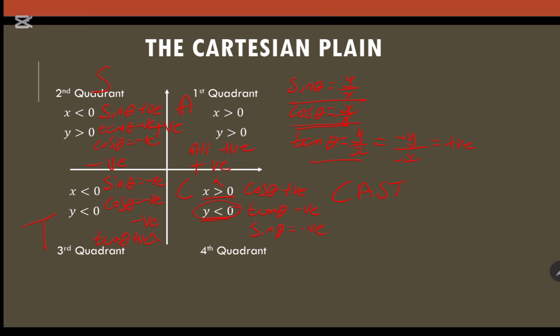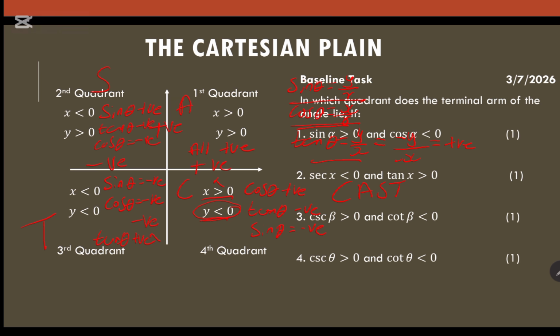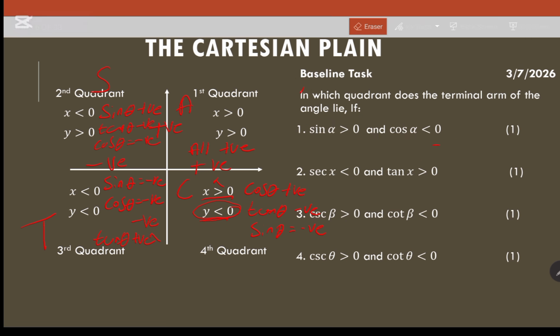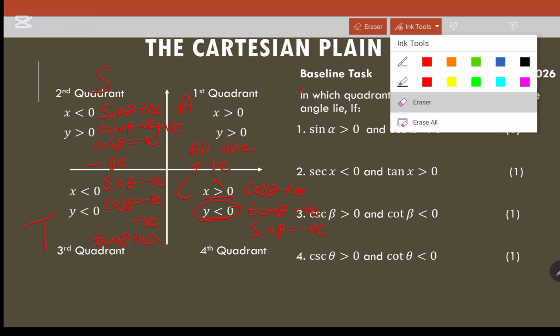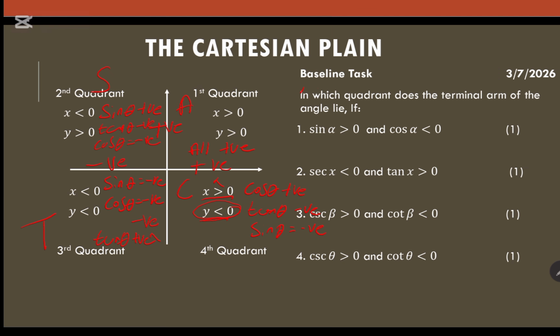So now there is a planned baseline task which aims to see the learners' understanding of what has just been discussed here in terms of the negativity and positivity, or the nature of trigonometric ratios in specific quadrants. So allow the learners to complete this task. Let's see the task. In which quadrant does the terminal arm of the angle lie if sine alpha is positive and cos alpha is negative?